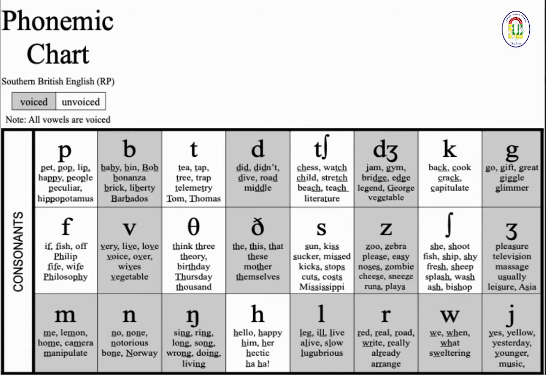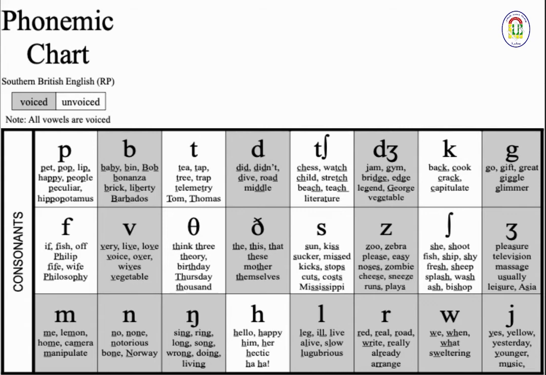K is a voiceless, fortis, velar, plosive, like in back, cook, crack, capitulate. G is a voiced, lenis, velar, plosive, like in go, gift, great, giggle, glimmer. F is a voiceless, fortis, labiodental, fricative consonant, like in if, fish, off, Philip, five, wife, philosophy.